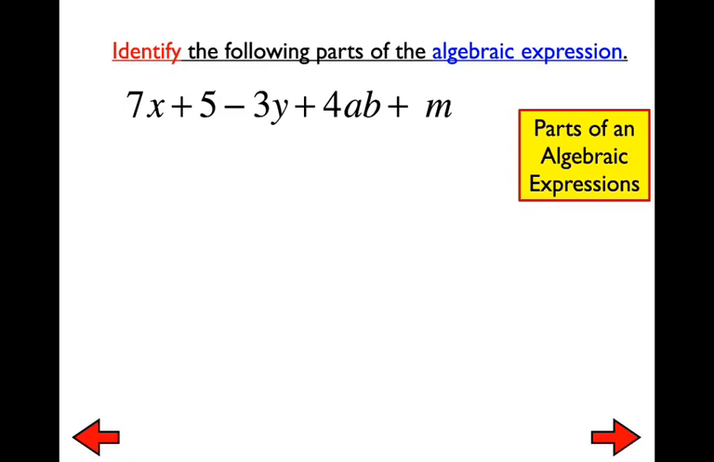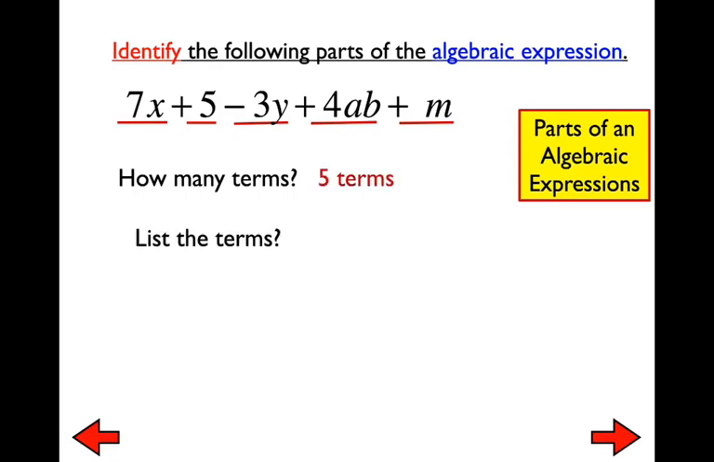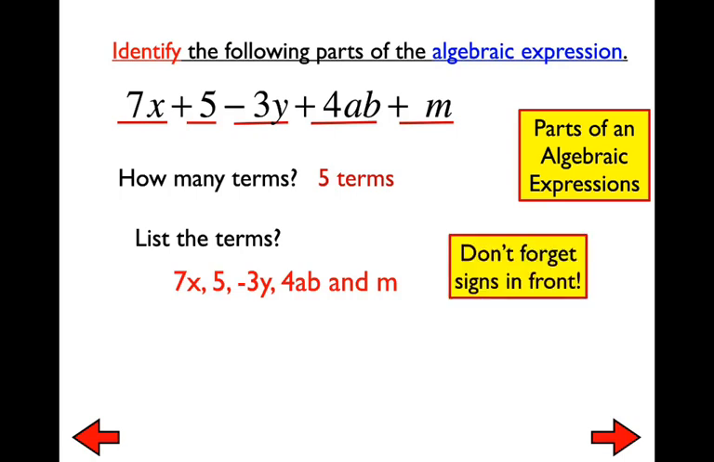All right, so the first thing we're supposed to answer is how many terms? There are 5 terms in this expression. Positive 7x, positive 5, negative 3y, positive 4ab, and positive m or positive 1m. So there are 5 terms, and I just read off what those terms actually are. And once again, don't forget the signs in front.